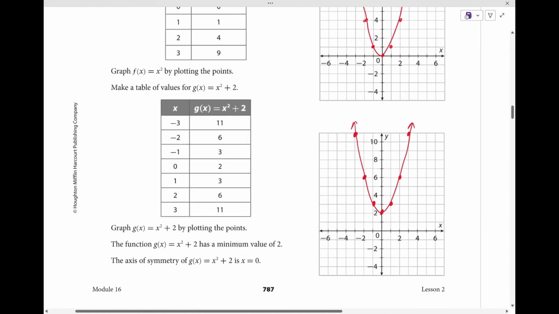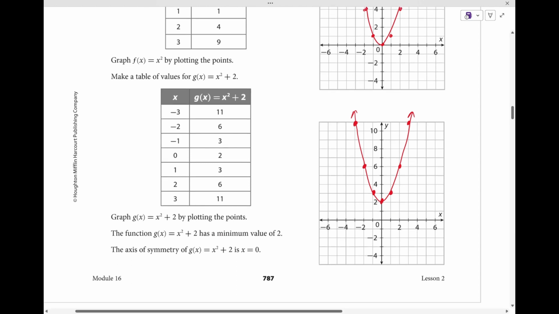The function has a minimum value of 2. That's because my vertex is there. The y value of that vertex is 2. It's the lowest y value my graph is ever going to be. The axis of symmetry is still x equals 0, like this.